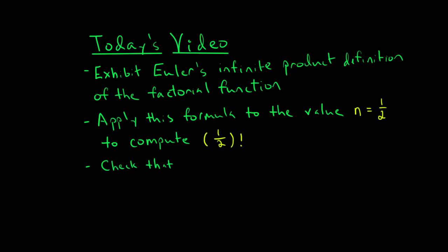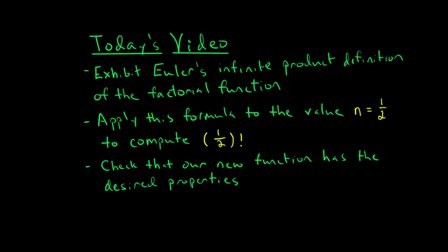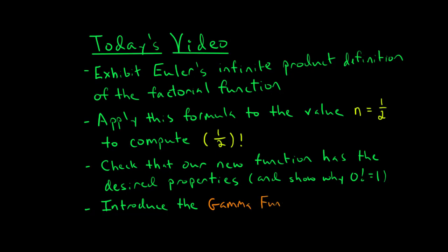We're then going to check some properties of this new function, make sure that it has the desired properties one would expect from a factorial function. And in so doing, we'll also show why 0 factorial is defined as being equal to 1. And then I'm going to introduce the gamma function, which is the main point of today's video. Again, this will be the infinite product form of the gamma function.